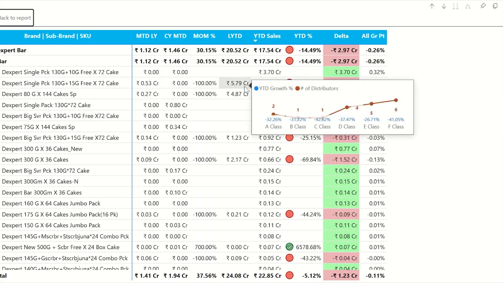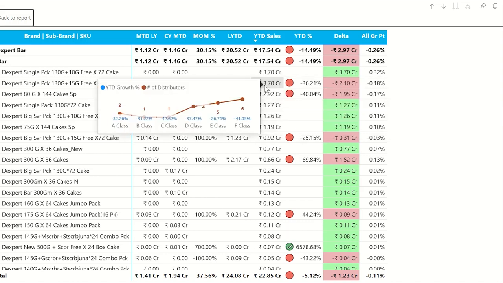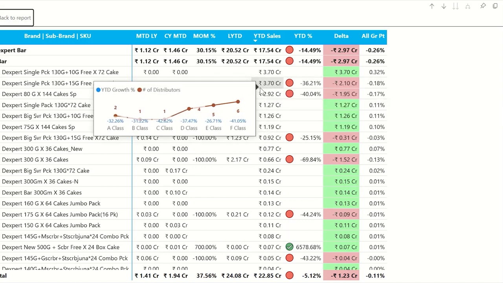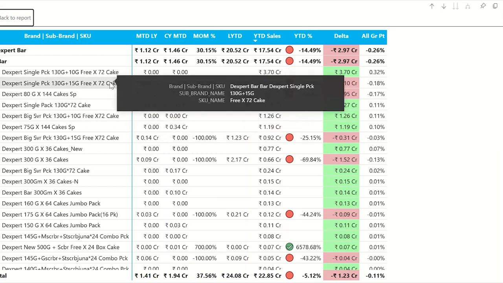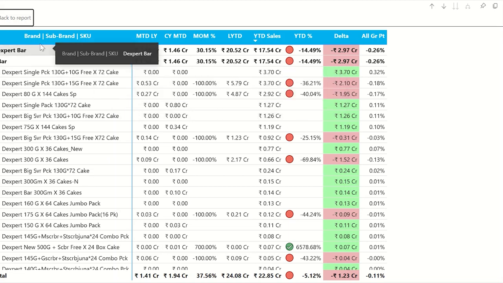And then if I talk about D Expert single pack 130 gram, where I'm having 15 grams free, last year it was 5.79 crores. This year it is 3.7 crores. So there is a degrowth of 36%. So we have to actually see why this particular SKU is not moving ahead. Maybe we have stopped the production for this particular SKU, or there is no inventory and there is a requirement. So if there is a requirement, then you can actually push the sales by forecasting accurately, right? So everything is connected.